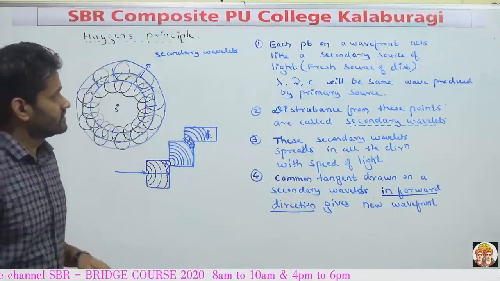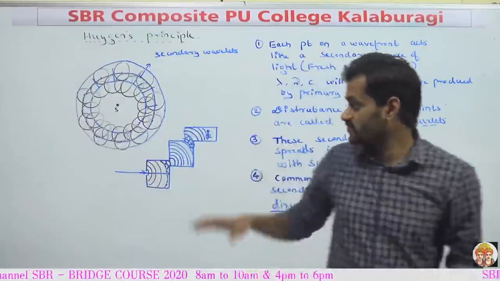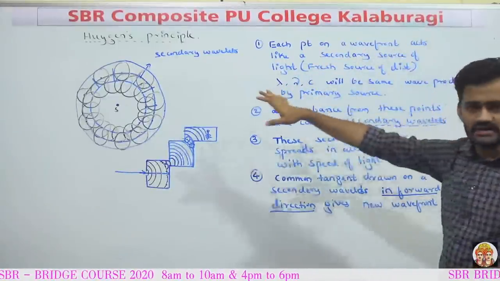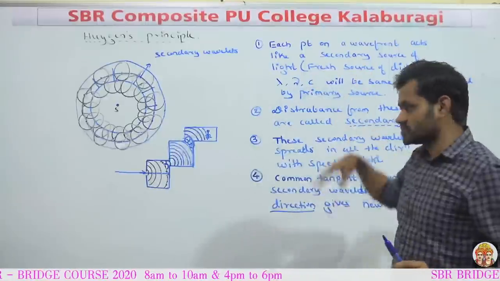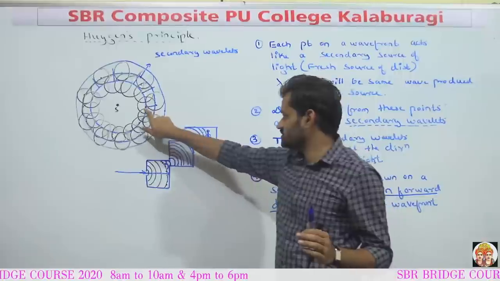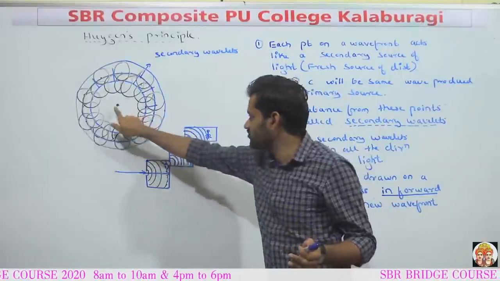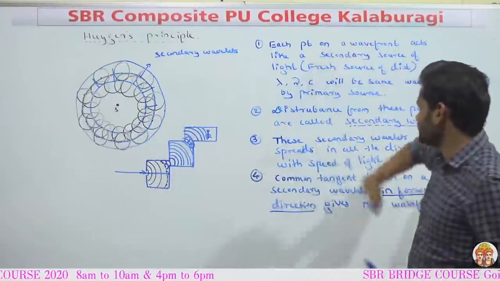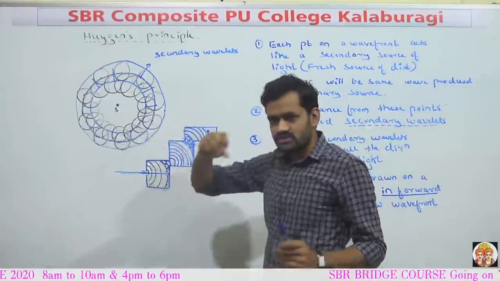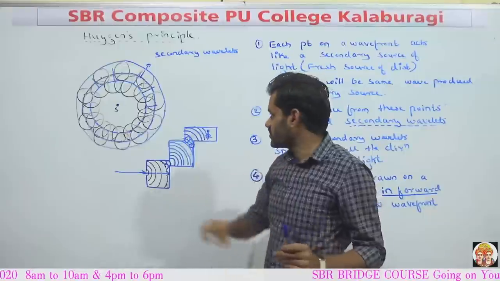Yes. These four points are very important. First, each point on a wavefront acts as a secondary source of light, and the wavelength of the wave produced by this source is the same as the primary source. And second, from the secondary source a disturbance will start producing.